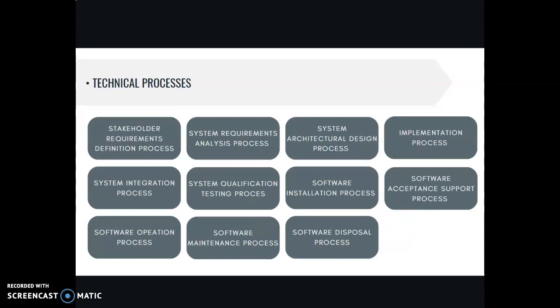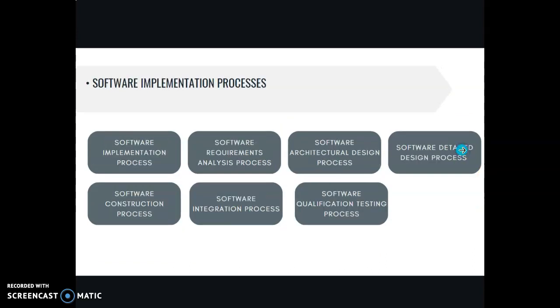The technical process contains all these sub-processes, for example: stakeholder requirements, system architectural design, implementation process, system integration process, system qualification, software installation process, software acceptance support, software operation, software maintenance process, and software disposal process.